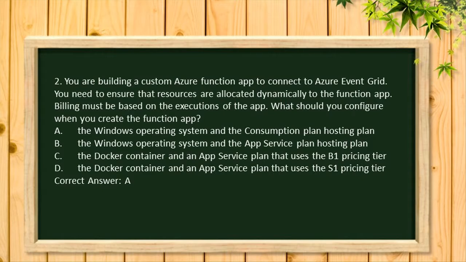2. You are building a custom Azure function app to connect to Azure Event Grid. You need to ensure that resources are allocated dynamically to the function app. Billing must be based on the executions of the app. What should you configure when you create the function app? The Windows operating system and the consumption plan hosting plan. The Windows operating system and the app service plan hosting plan. The Docker container and an app service plan that uses the B1 pricing tier. The Docker container and an app service plan that uses the S1 pricing tier. Correct answer, A.